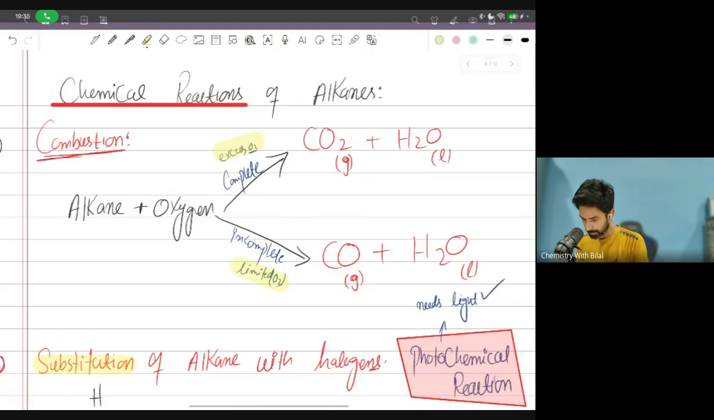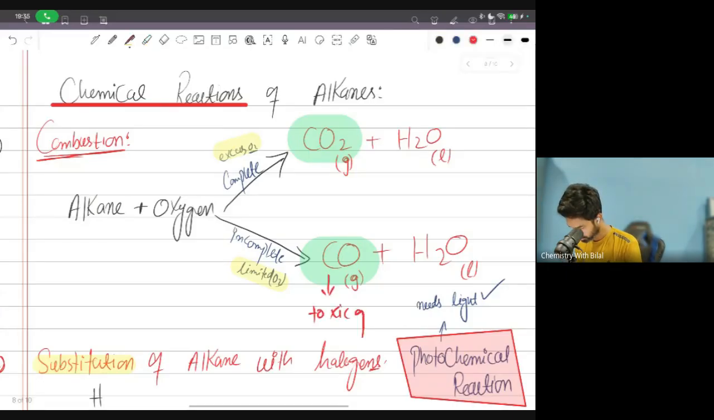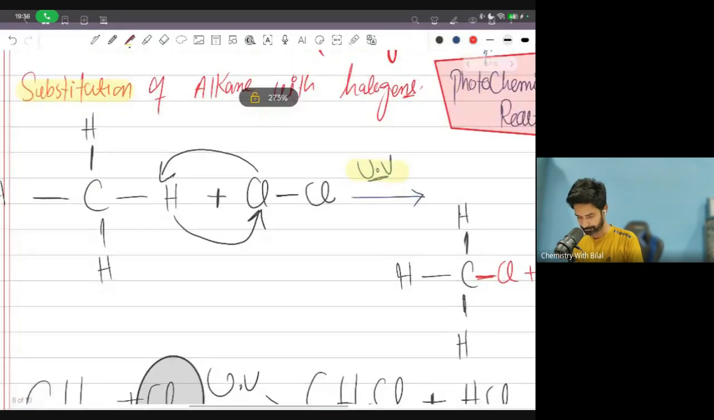In a complete combustion, you will get carbon dioxide, right? And in incomplete combustion, you will get carbon monoxide. Carbon monoxide is a toxic gas. It is not good for the environment because it is toxic. Carbon dioxide is a really good gas, although it is a greenhouse gas, but carbon dioxide is also leaving our body, isn't it? So yeah.